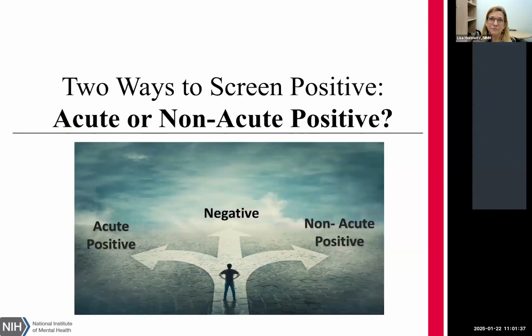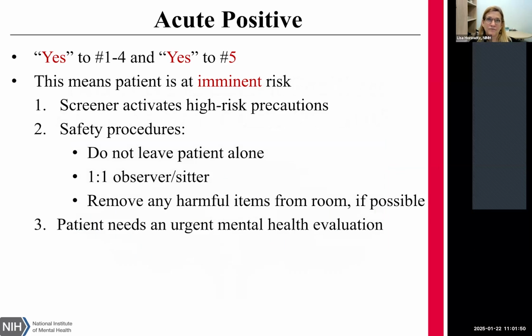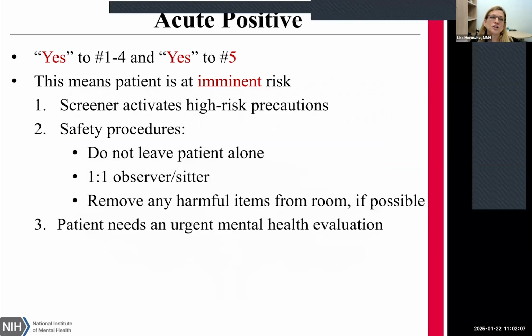So the ask is binary, right? You're either negative or positive, and when you're positive, you're either acute positive or non-acute positive. This is a way to avoid putting someone in a paper gown. Now, there are people who are a danger to themselves and at imminent risk for suicide, so let's talk about them first, because these are the acute positives. An acute positive is a yes to 1 through 4 and a yes to 5. That fifth question determines acuity.